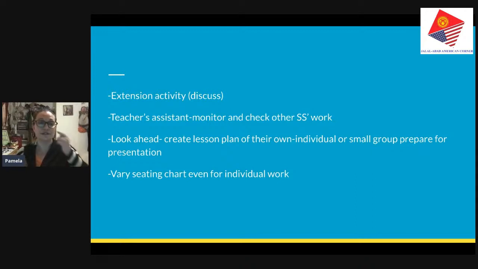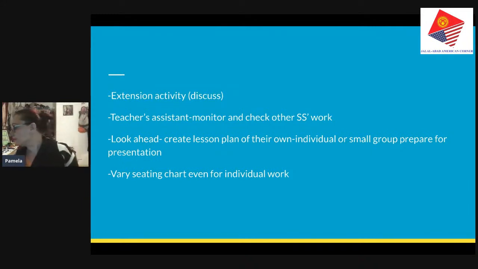And I would also say vary the seating chart even for individual work, because people will naturally look over at others, naturally ask questions of other students. So if you mix it up a lot and they're not just sitting next to people that they're used to sitting next to, or sitting next to the one where they know this other person is just going to want to speak Kyrgyz with me the entire time, and not pay attention to the work. But if you make it so that the teacher is in charge.